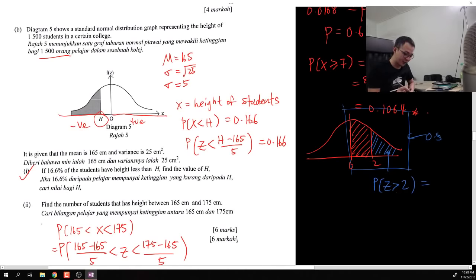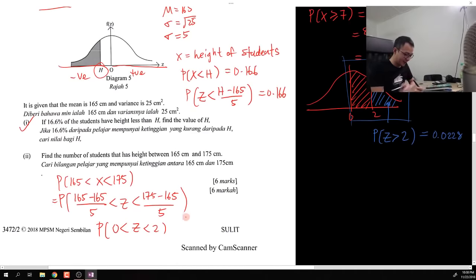So I find Z is bigger than 2 first. What is Z bigger than 2? 0.0228. So the answer here should equal 0.5 minus 0.0228, because 0.5 is the whole thing. I want to get the red color zone.